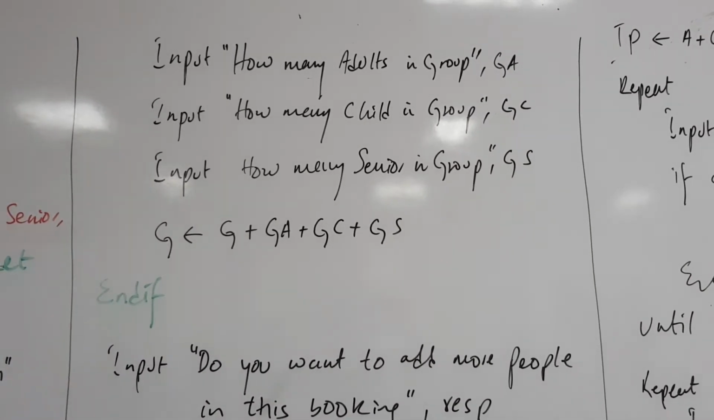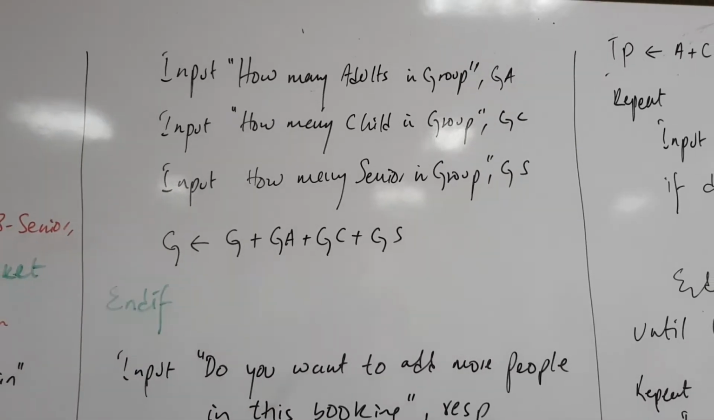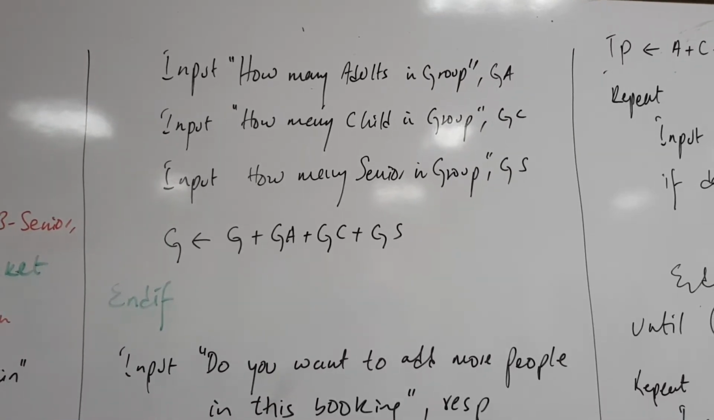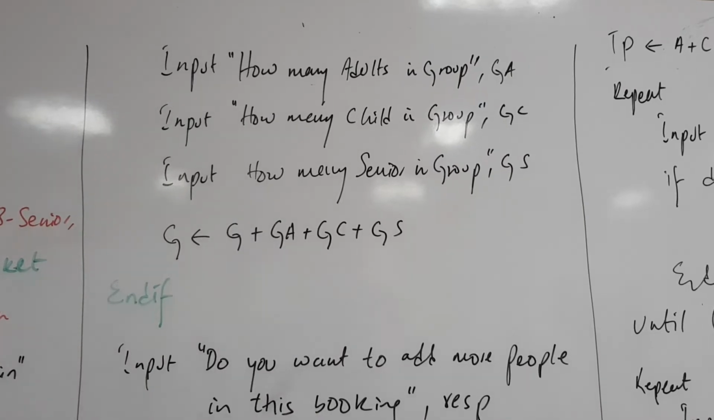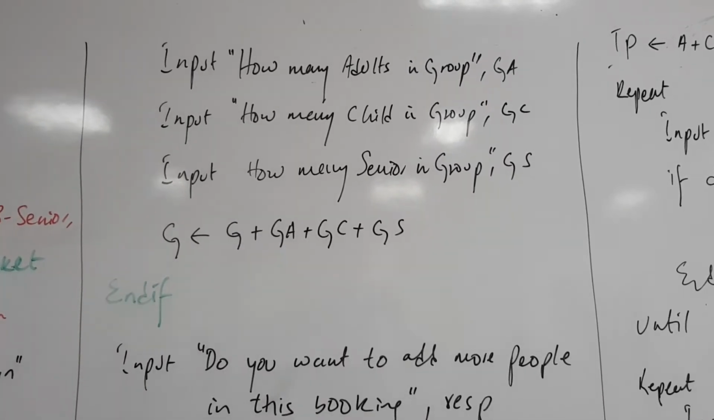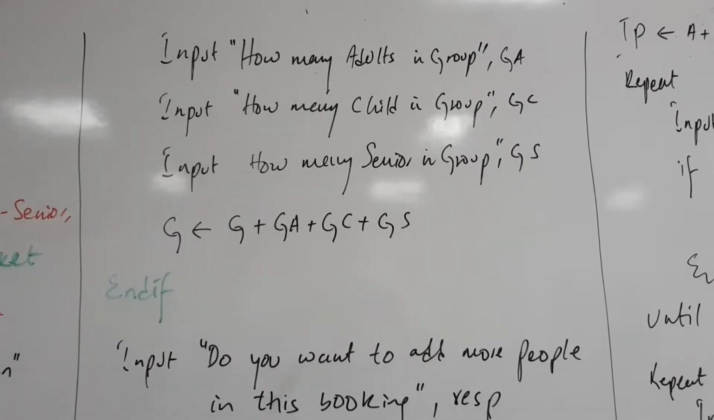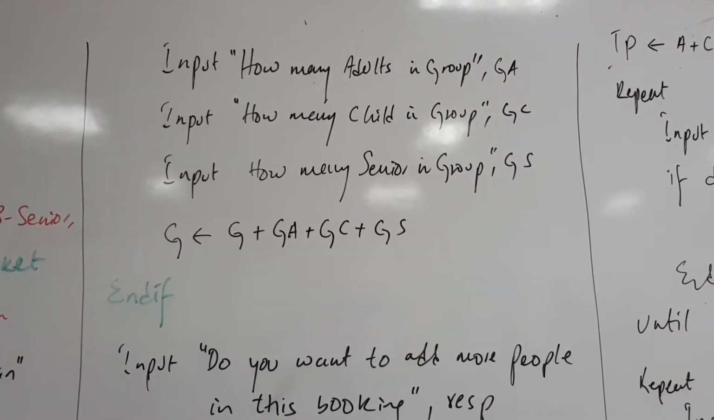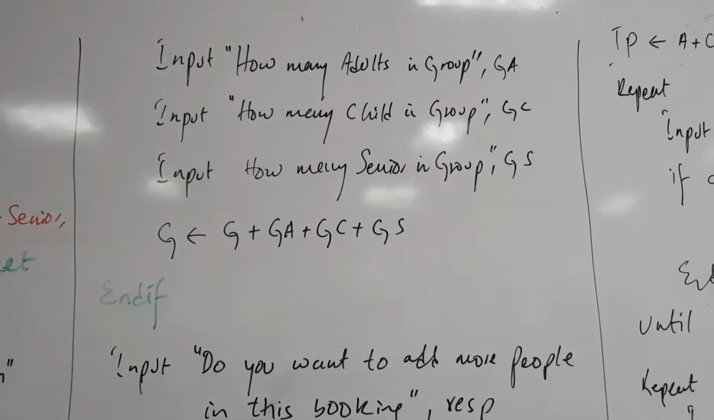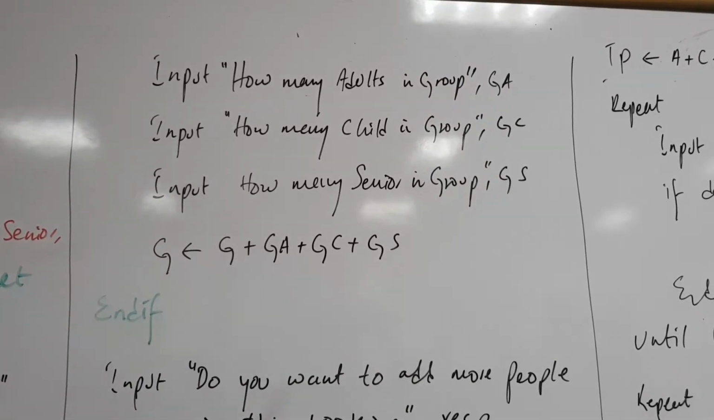Of course, what we should have done is check whether the value of GA plus GC plus GS is greater than 6 or not. I haven't included that part, so I'm going to add that. How do we do this? So I'm going to add that later on.